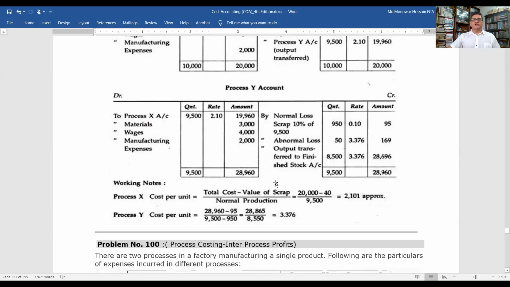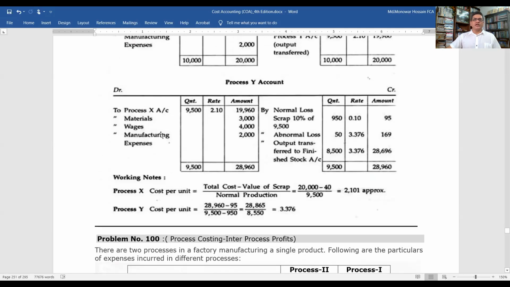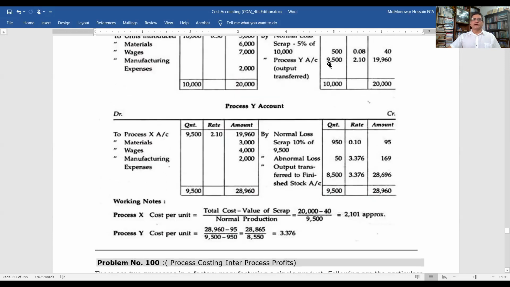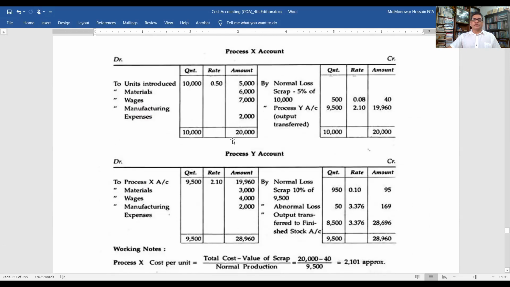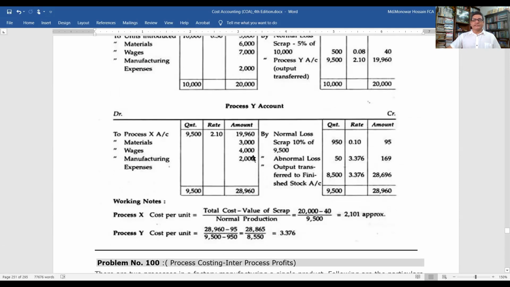Okay, so now process Y. Look here, this process Y is drawn from the process X account, because these 9,500 units are transferred from process X, total 19,960 as given here. Also in process Y, material and manufacturing overhead are used as given in the question, and then if we add it, the total expense is 28,960 and the quantity is 9,500 units.